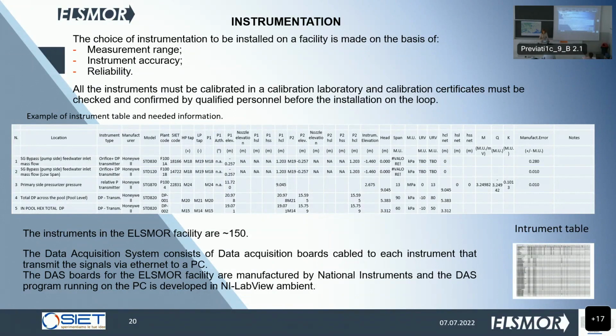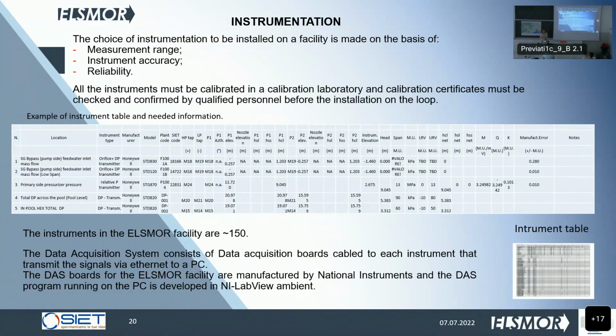And these instruments, before being installed on the plant, need to be calibrated in a calibration laboratory. So at SIET, we have a calibration laboratory. We are lucky. It calibrates instruments for our facilities, but it also calibrates instruments for the industry. But anyway, when we need the calibration, it is very fast. We uninstall the instrument from the plant, take it to the lab, they check and give it back. And we have a calibration certificate.